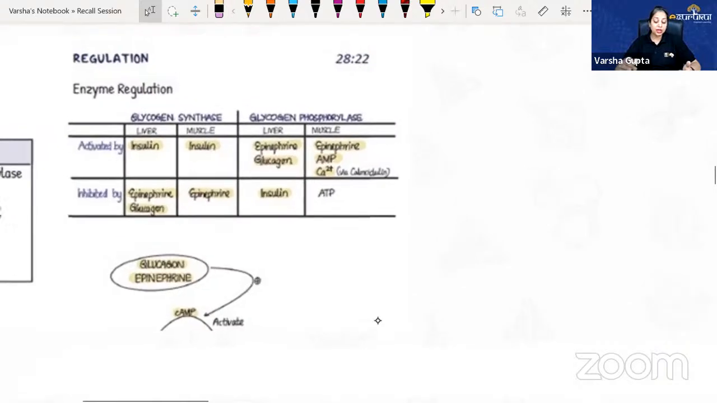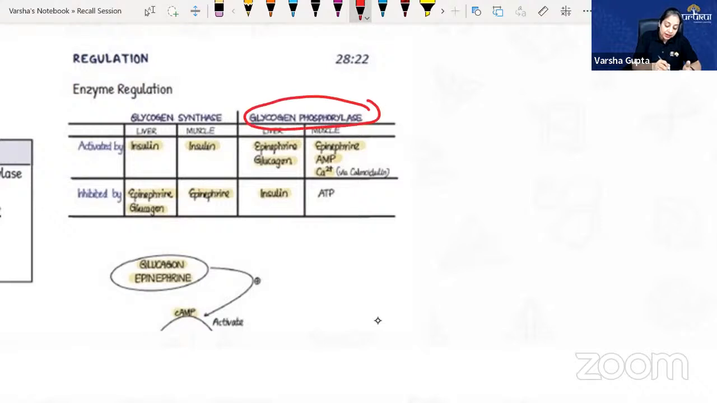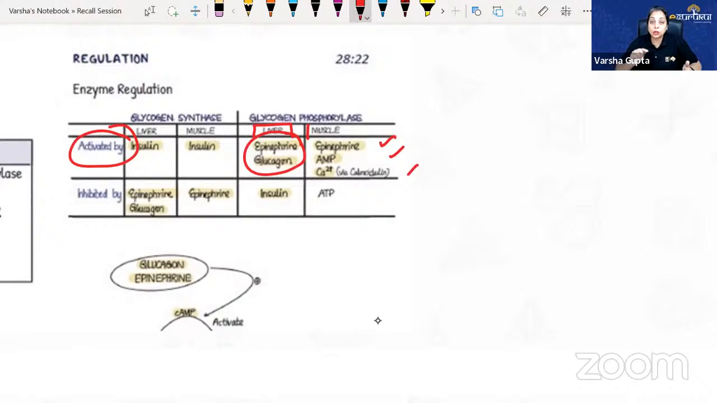And we have gone through this regulation table, you must have this in your notes. So glycogen phosphorylase is activated at two places: in the liver and in the muscle. In the muscle by epinephrine, AMP, not the cyclic AMP, just the AMP, and calcium ions via calmodulin. And in the liver, it is activated by epinephrine and glucagon. And also we know that epinephrine and glucagon are the hormones whose level increases during the fasting condition, whereas insulin level increases during the fed condition.